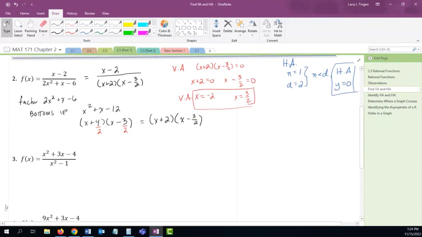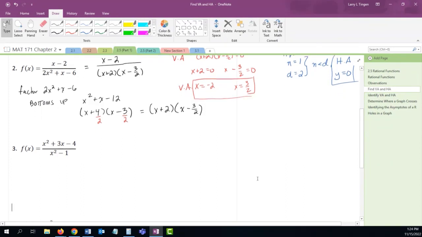Let's go after the next one. All right. Now, does this factor? Okay. Let's try. Okay. So x squared plus 3x minus 4 over x squared minus 1. Two numbers that multiply to negative 4 but add to 3.